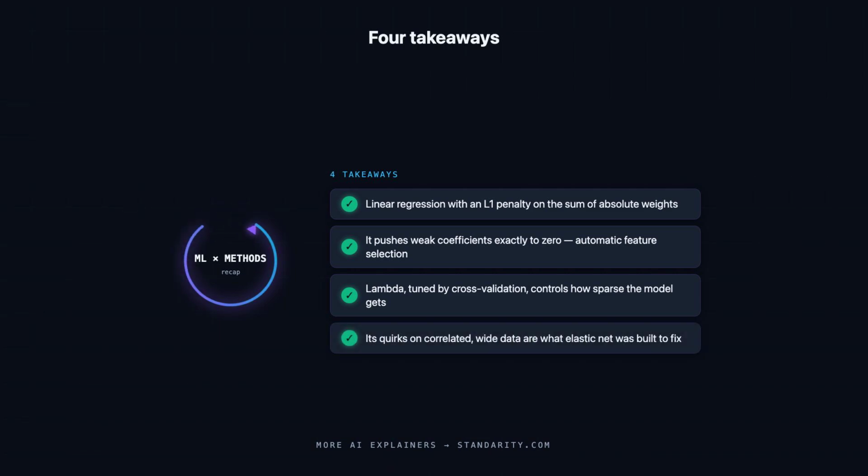Its quirks, arbitrary picks among correlated features, and instability in very wide data are precisely what ElasticNet was invented to fix.